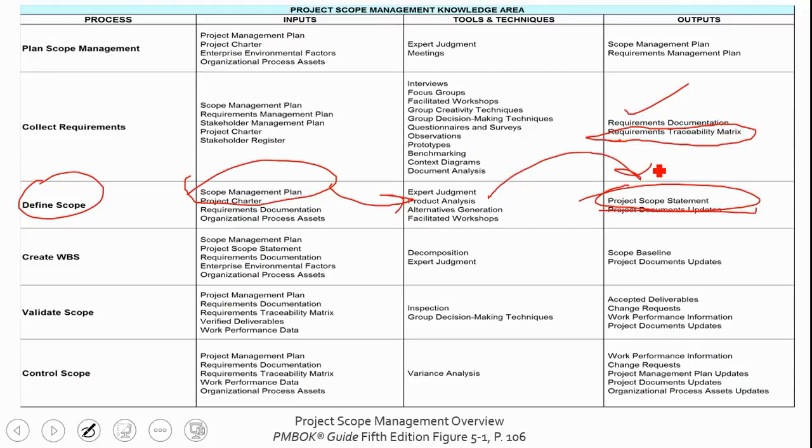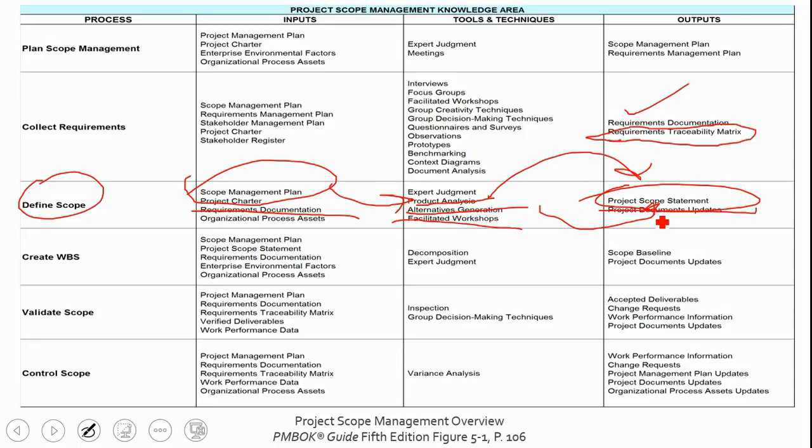Your project scope statement contains a lot of that, alternatives generation, generating alternatives for meeting those features that you've identified. We also have requirements documentation because that tells us how those requirements meet, or satisfy, the business need. So, alternatives generation, requirements documentation, all this stuff works hand in hand. And of course, you've got facilitated workshops that bring it all together, and you get your project scope statement. Inclusions, exclusions, constraints, assumptions, very important.